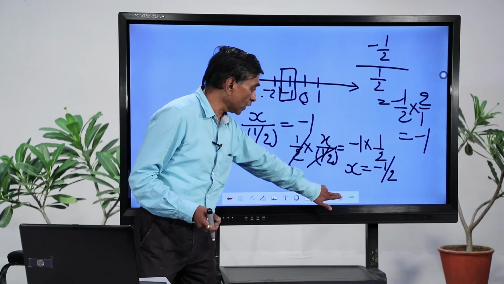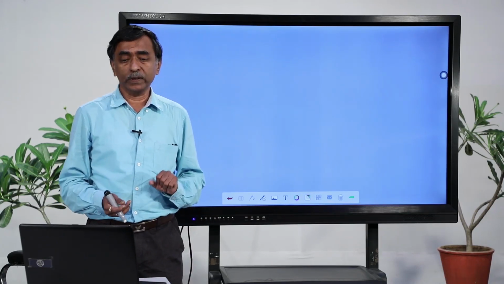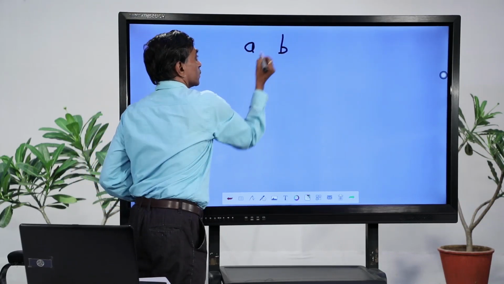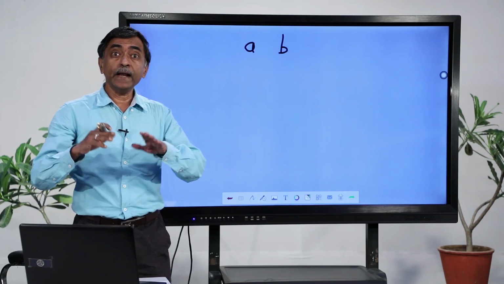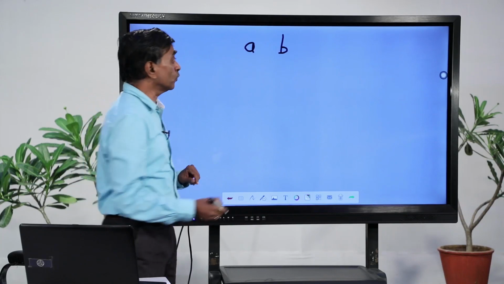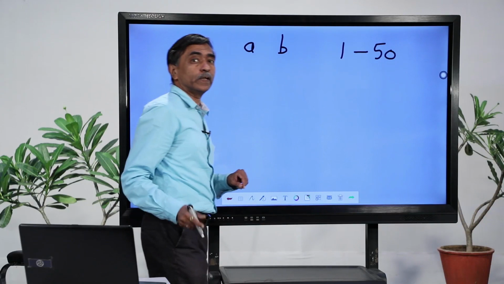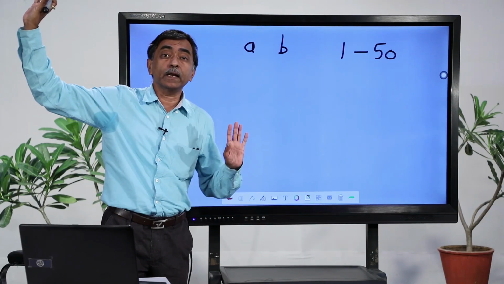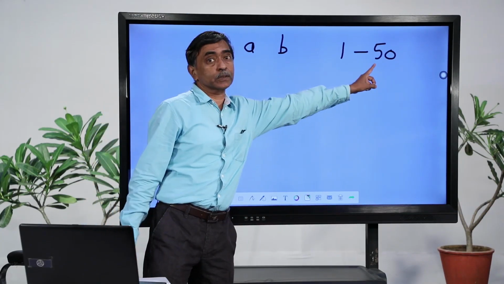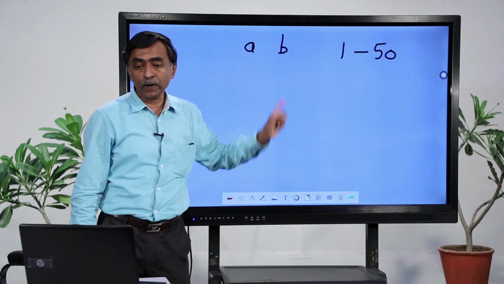So, in order to further look at these particular concepts, let us see now one more question which says that a and b are two different numbers. Mind the words here, a and b are two different numbers taken from numbers 1 to 50. You have got a pool of numbers here, 1 to 50: 1, 2, 3, 4, 5, 6, 7, 8, 9, 10 up to 49, 50. These are the numbers given to you, and from these numbers you are taking two numbers a and b, and these two numbers are different from each other.